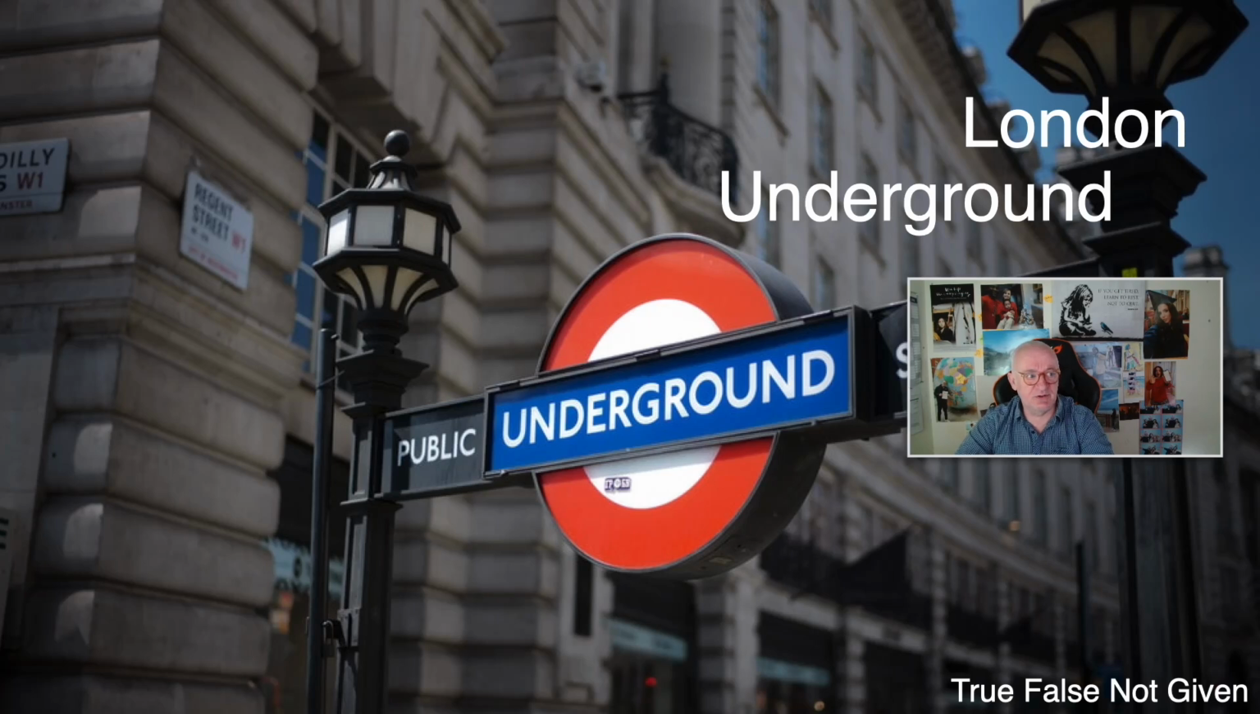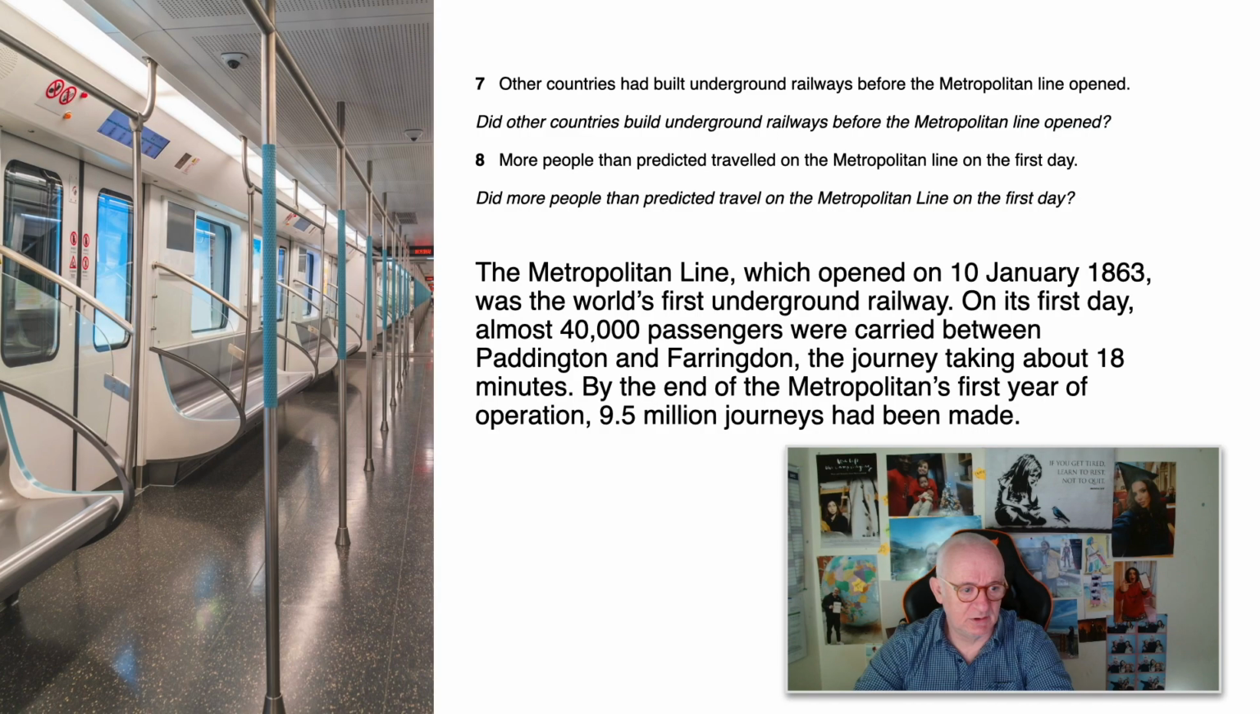Okay, so let's put this into practice with a task 1 academic text looking at the London Underground. So let's put into practice what we've learned. Our first question is, other countries had built underground railways before the Metropolitan line opened. So we turn that into a question we can only answer with yes or no. Did other countries build underground railways before the Metropolitan line opened?